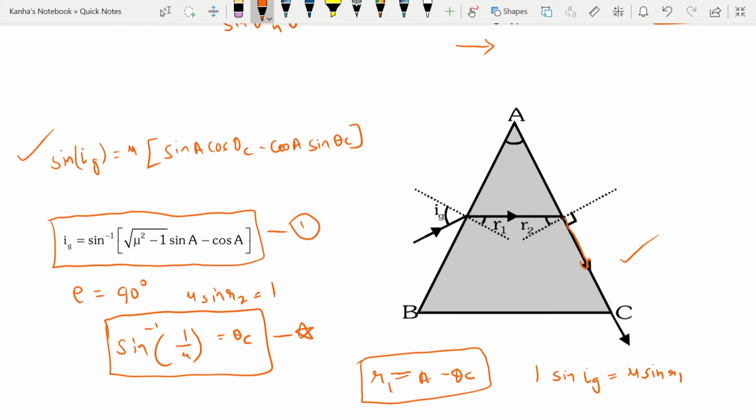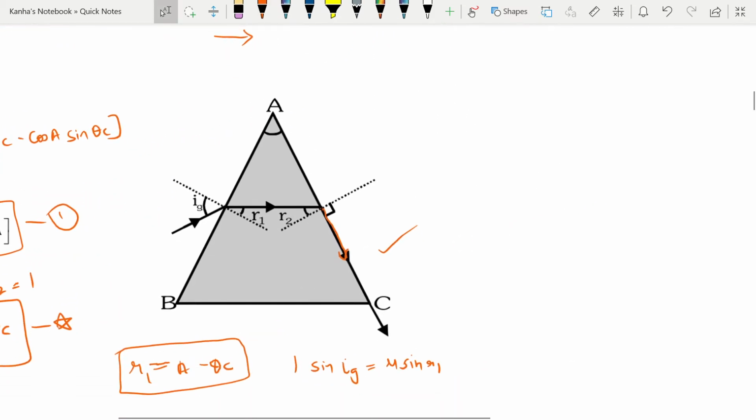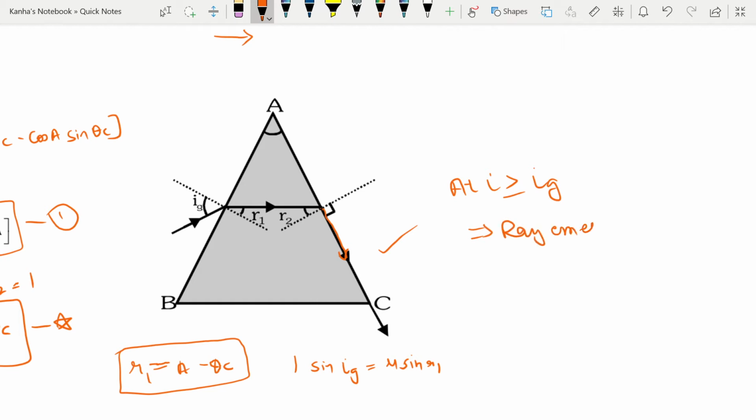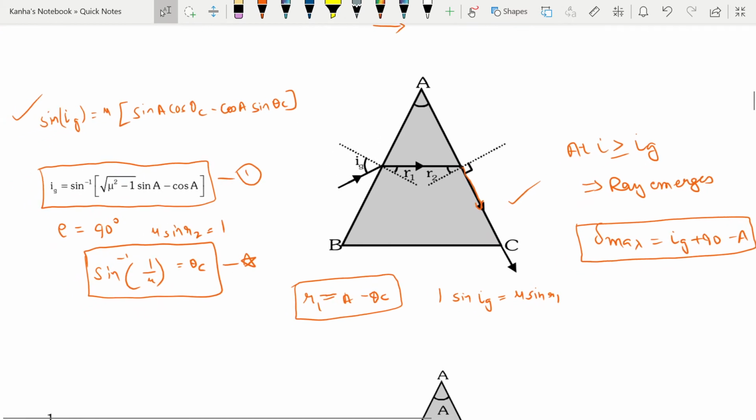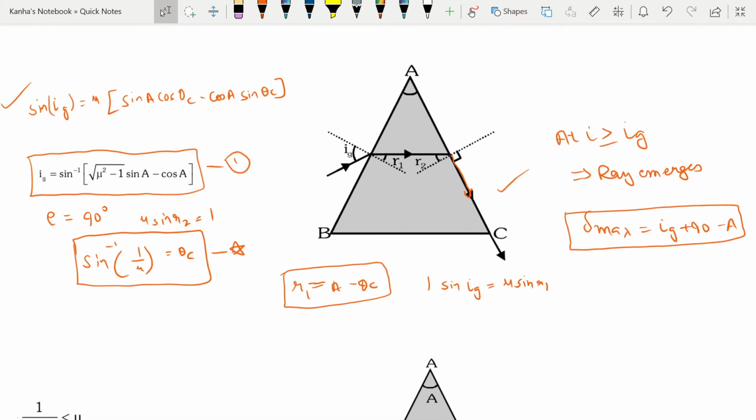Thus at I greater than or equal to Ig, the ray emerges. Otherwise there will be total internal refraction, and here lambda max is what? Ig plus 90 minus A. These are sometimes just asked in the question, that for grazing incidence what will be the angles and what will be different things in those prisms, for example R1 or R2 or E. Those kind of questions we'll do.